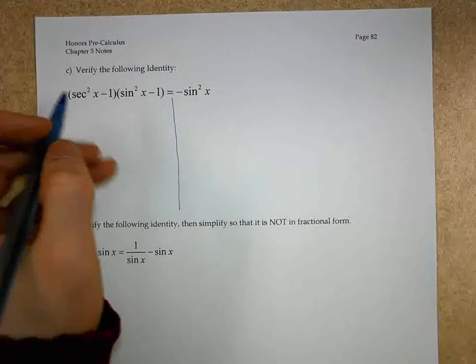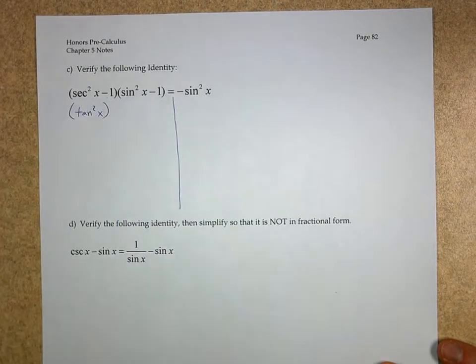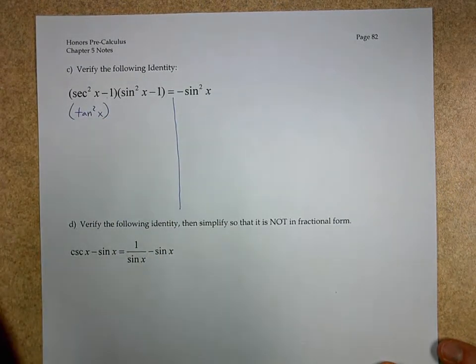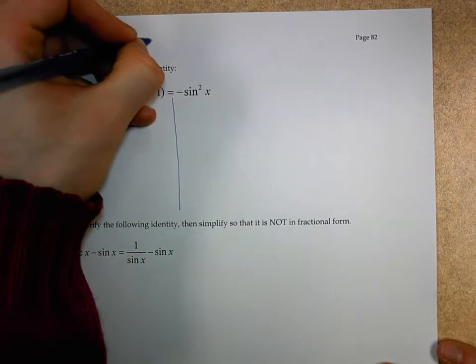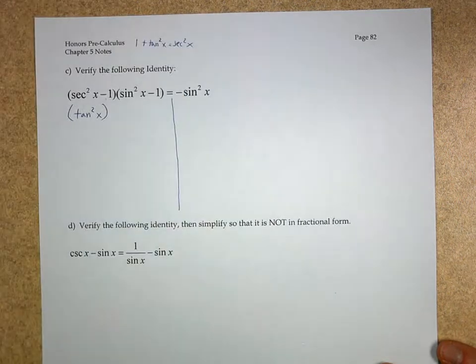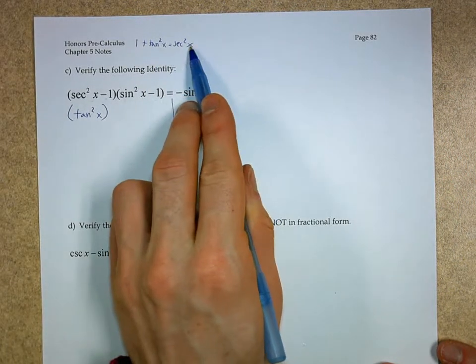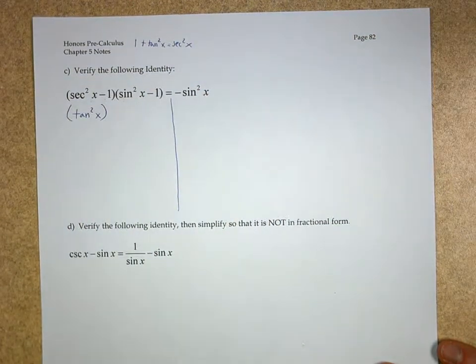Secant squared of x minus 1 is the same thing as tangent squared of x. And that comes from the identity that 1 plus tangent squared of x is the secant squared of x. All that happened is I moved the 1 to the other side, so secant squared of x minus 1 is equal to the tangent squared of x.